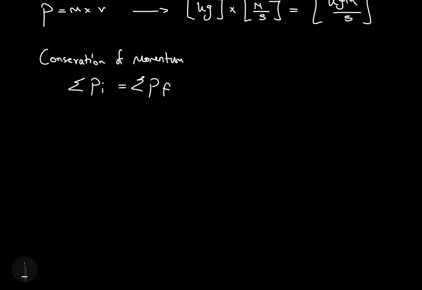Now, there are different cases of conservation of momentum. We define them as either elastic collisions or inelastic collisions. In elastic collisions, the total kinetic energy of the objects is going to be conserved. It's usually for when two objects hit each other and then they get separated.